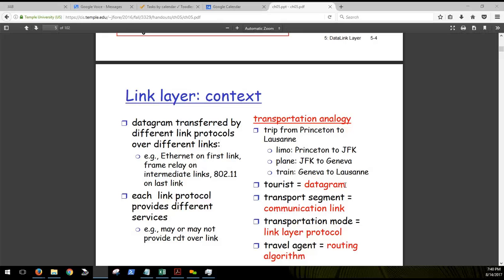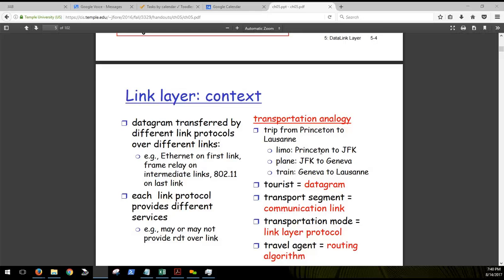The transport segment is one of the communication links. The transport mode is that particular link's link layer protocol. And then finally, the travel agent is the routing algorithm. And different data link layer protocols have different algorithms, which is what we'll be getting into very shortly.